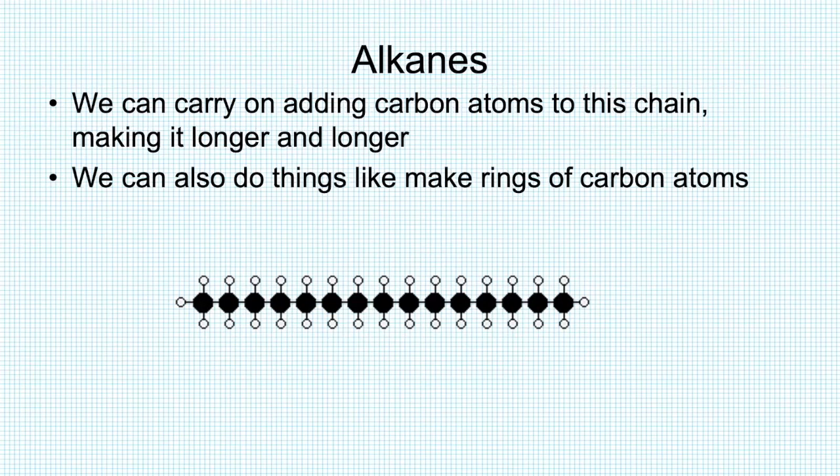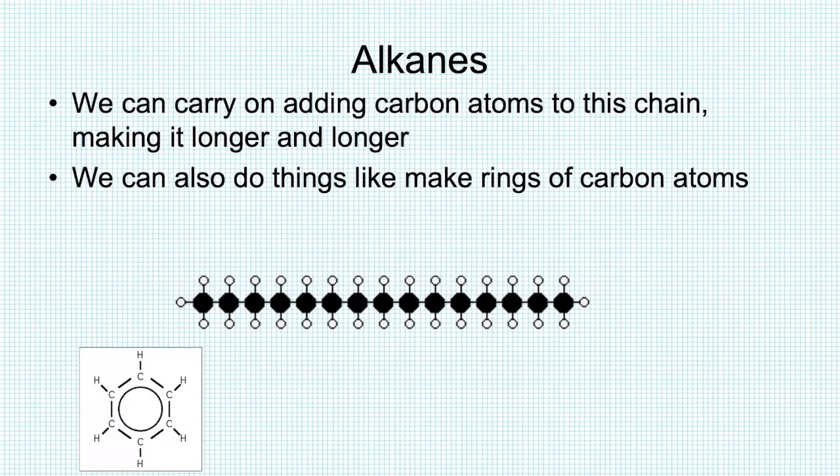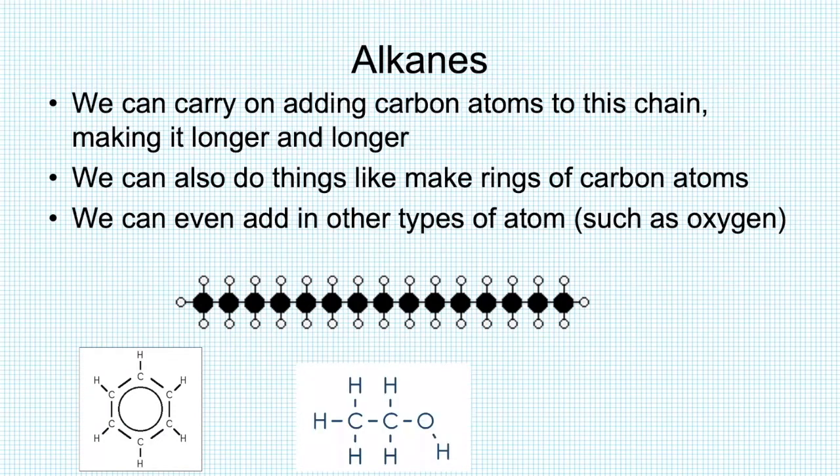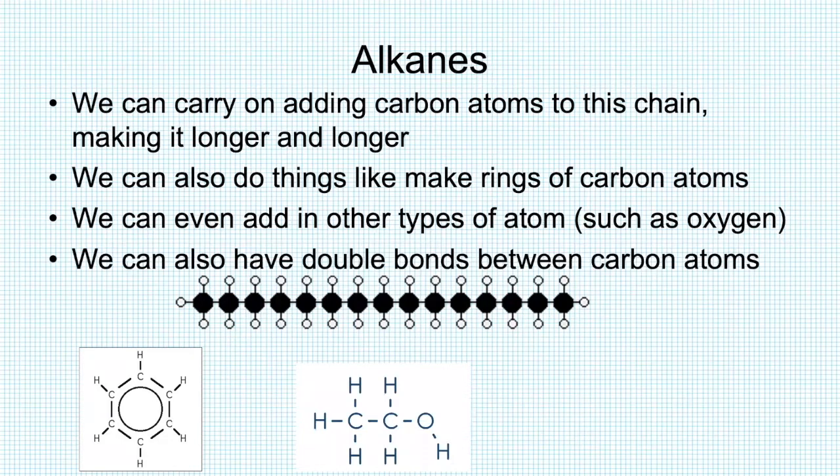We can also do things like make rings of carbon atoms, like this one. We can add other types of atoms, such as oxygen, and this makes an alcohol. And we can also have double bonds between carbon atoms, and that gives us a structure like this, which we will look at in future lessons.